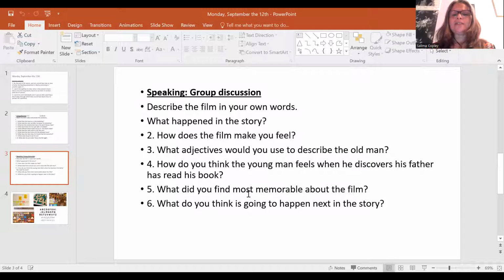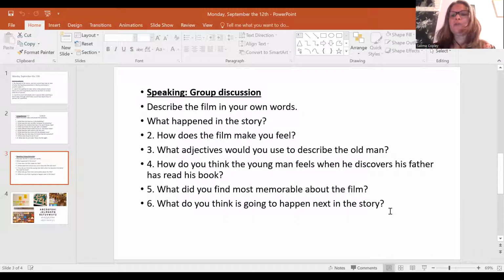What did you find most memorable about the film? What do you think is going to happen next in the story? Obviously, this is just a guide, but you can always change them. Okay, so please do take a screenshot just for a reference.